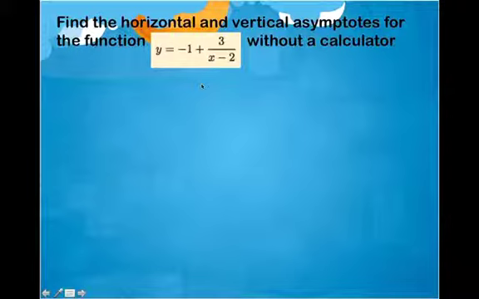Okay, so let's go ahead and try this with this function. Go ahead and see if you can find where the vertical and horizontal asymptote is. Go ahead and pause.